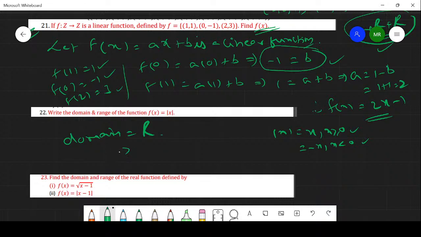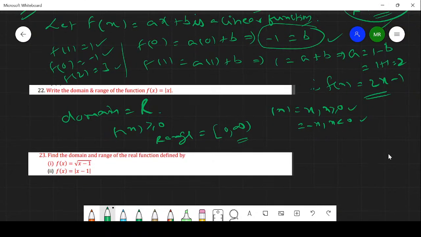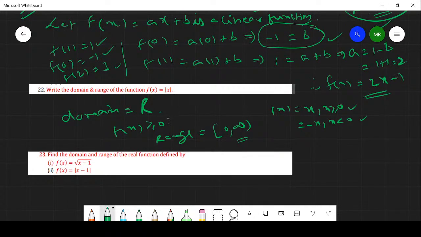Always the output f of x will be greater than or equal to 0, because it is mod x. I can write range is equal to 0 to infinity, because 0 or more than that. Range is equal to 0 comma infinity. It gives only positive values including 0. That will be the range. Then we can write the answers: domain equal to R, range equal to 0 comma infinity.